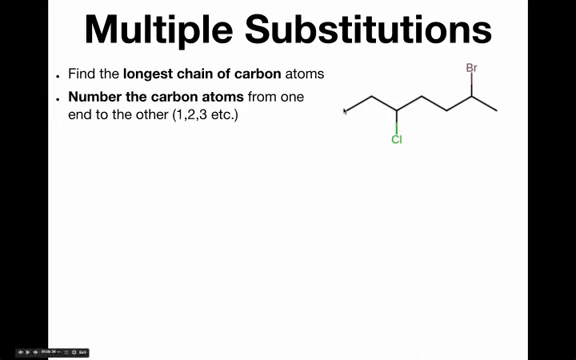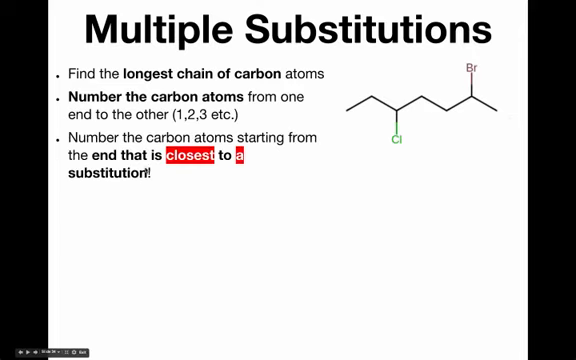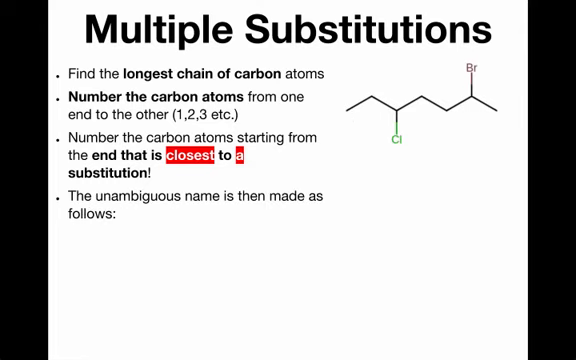You number the carbons from one end to the other. You either number them 1, 2, 3, 4, 5, 6, 7, or you number them from right to left in the same way. Here, the rule changes slightly. You number the carbon atoms starting from the end that's closest to a substitution. So you could either number here, and this would be 1, 2, 3, or you could number from the right to left, 1, 2. And you pick the numbering system that brings you to a substitution first.